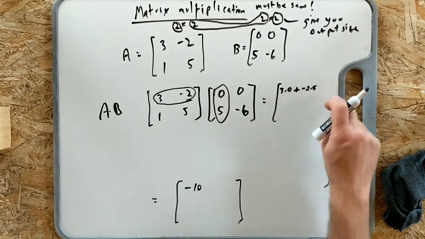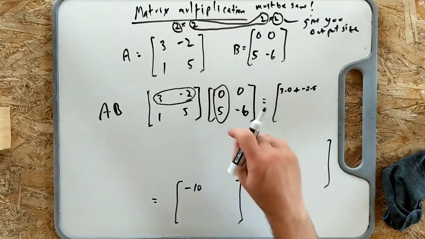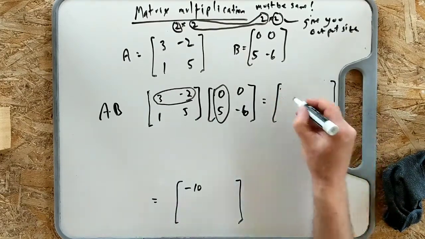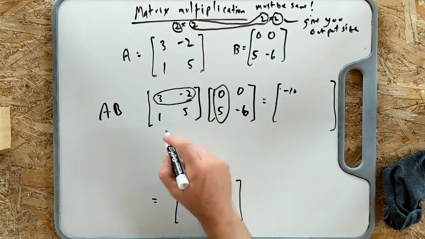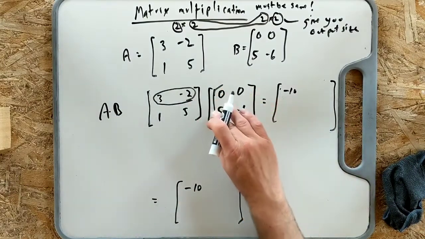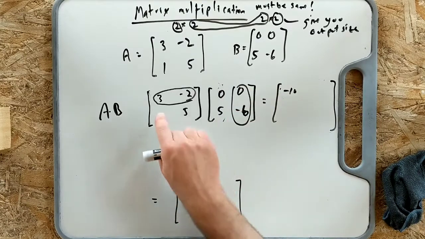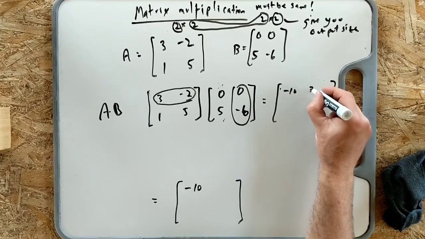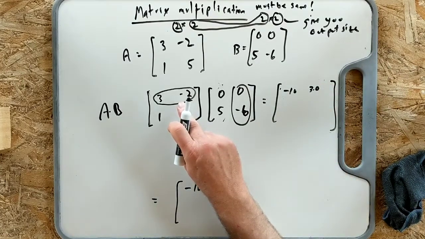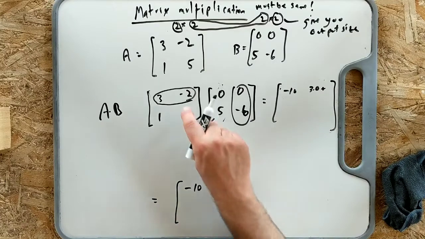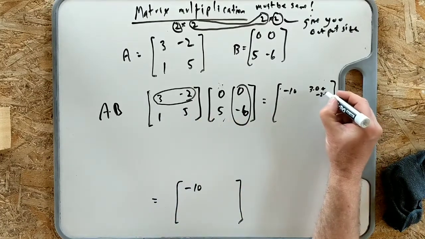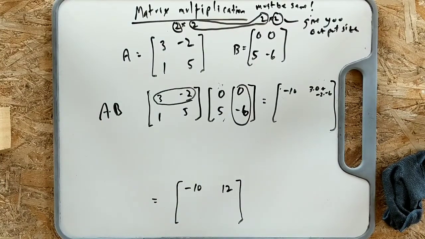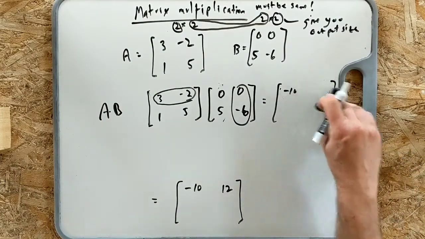Now if I want this element over here, I'll erase this and put -10, so I can put it on the same row. Now I'm going to multiply the first row times the second column. That gives element 1,2, which is over here. So 3 times 0 plus -2 times -6, which is 12. So this becomes 12. I'll put 12 up here as well, so I have room.